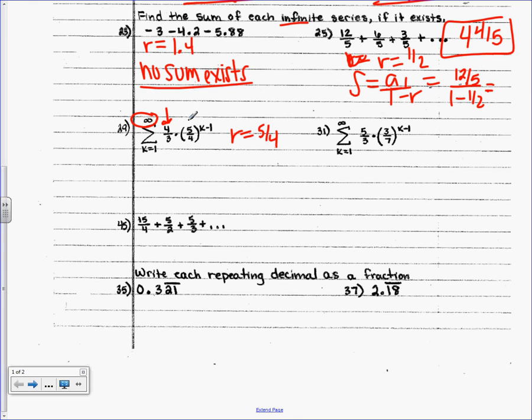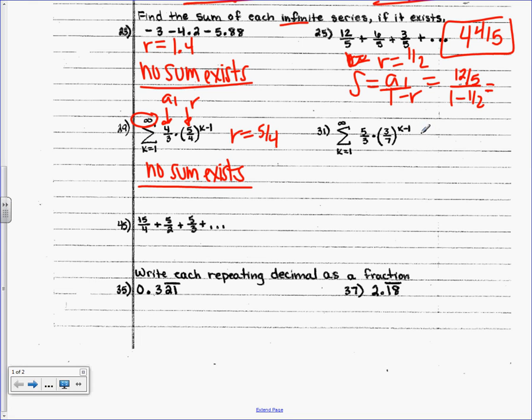Usually this is A1 and usually this is r, from yesterday. If you wanted to actually figure it out, you could. Let's see if we even need to though. If it's 5 over 4, does the sum exist or not? No sum exists, because 5 over 4, or 1 1/4, is greater than 1. So no sum exists. Is that okay?